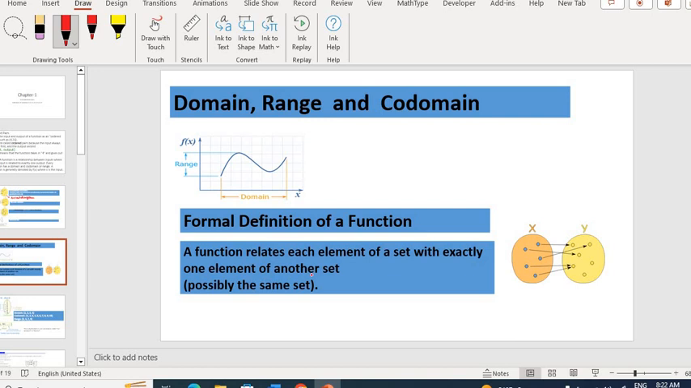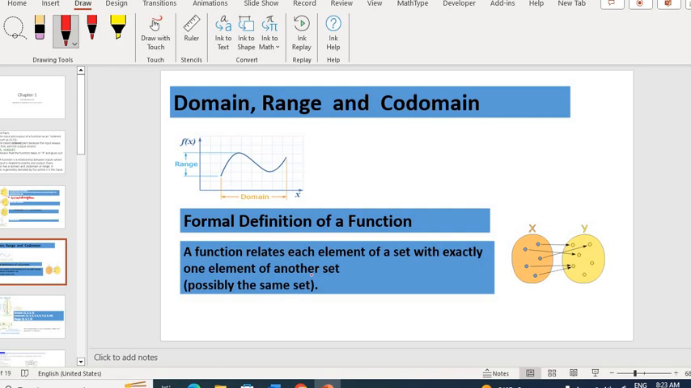Now next, domain, range and codomain. As I discussed, when you are saying this is domain, codomain and range, I discussed it, but again I will try to show you. Every point which is given on the x-axis is defined as the domain. Anything you discuss on the vertical line, or you can say y or f(x), that is related to the range.